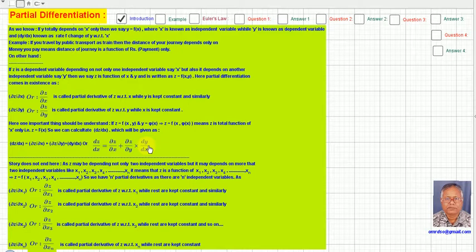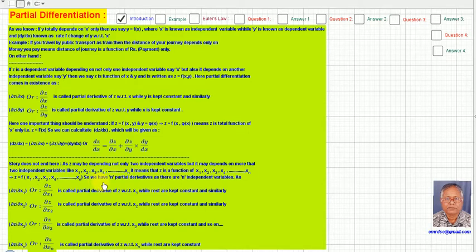Now, on the other hand, you can generalize this. Suppose z is a variable which depends on so many independent variables, say x1, x2, x3, x4, up to xn, like that. And then z is called a function of x1, x2, x3, x4 up to xn.